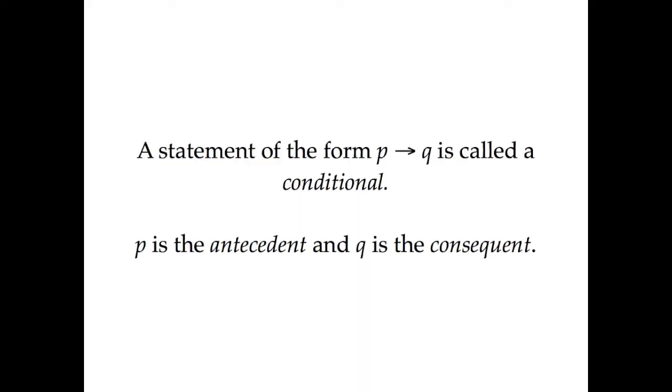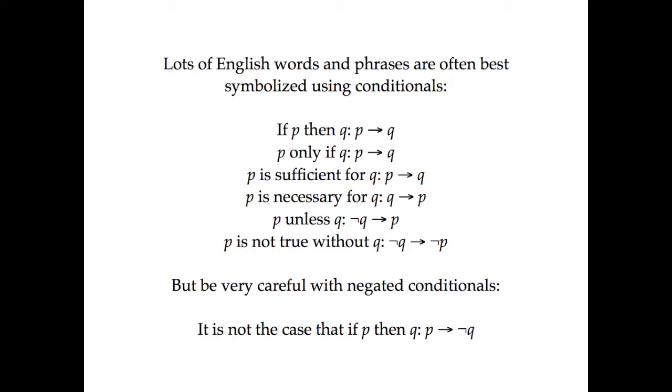Now, a statement of the form P arrow Q, a statement that you symbolize with an arrow, an if-then statement, is called a conditional. Okay? P is the antecedent of the conditional P arrow Q, and Q is the consequent of that conditional. All right, now, there are a lot of different English words and phrases that are often best symbolized using conditionals. All right? If you look on the screen now, you can see a whole list of them.